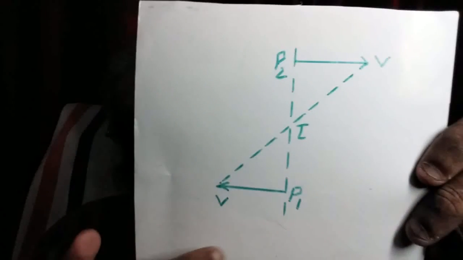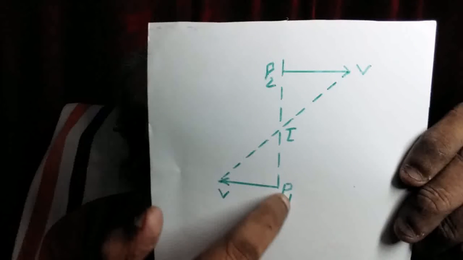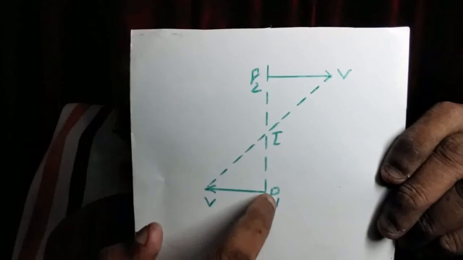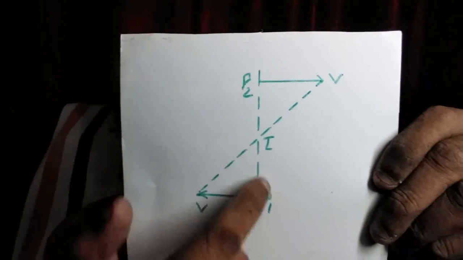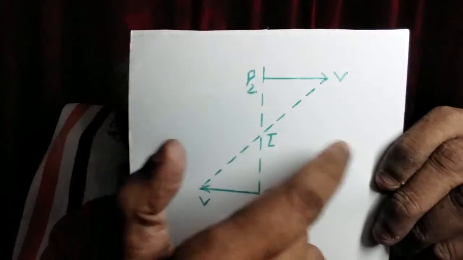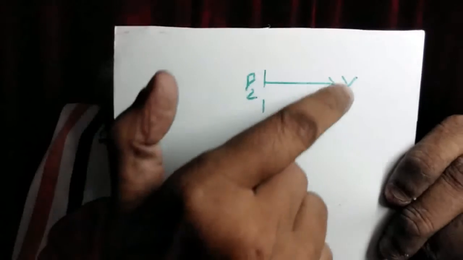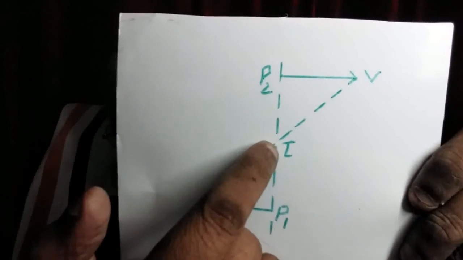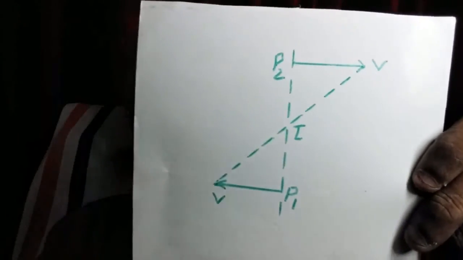Another case is, velocities are parallel, maybe of the same magnitude, but direction is opposite. In such a case, the instantaneous center is located like this. Draw a perpendicular from the foot of one velocity vector to the foot of the other velocity vector like this, P1, P2. Join the tips of the velocity vectors. These two lines meet at I. So I is the instantaneous center.